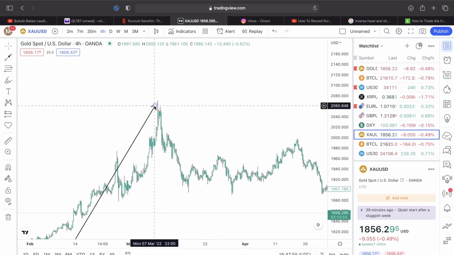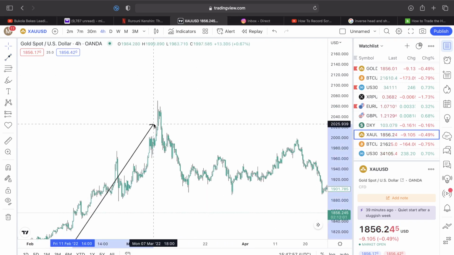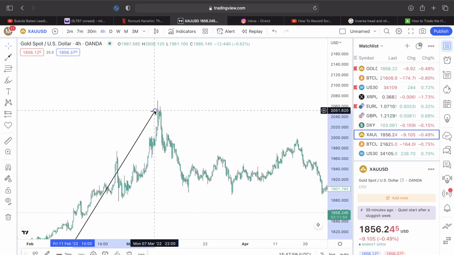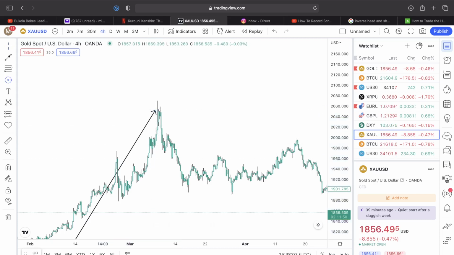So what happened is it went all the way up, reversed, came up, and initially it created, so it went up, boom, continued, went up, boom. That's the first head, okay, it's a head. That's the left shoulder, boom, and that's the right shoulder.